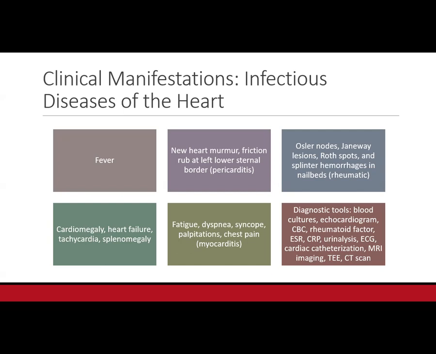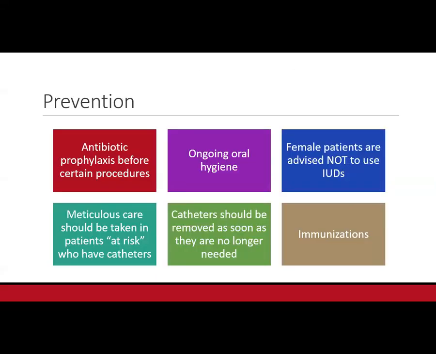Our diagnostic tools are going to be things like blood cultures, echocardiogram, rheumatoid factor, CBCs, ESR, CRP, urinalysis, ECG, cardiac catheterization, MRI, TEE, and CT scan. Prevention: antibiotic prophylaxis before certain procedures. So that's why for a lot of procedures, they make sure somebody takes an antibiotic or they'll give IV antibiotics during. Ongoing oral hygiene, because your teeth really do matter.